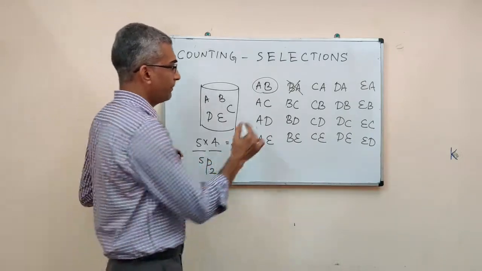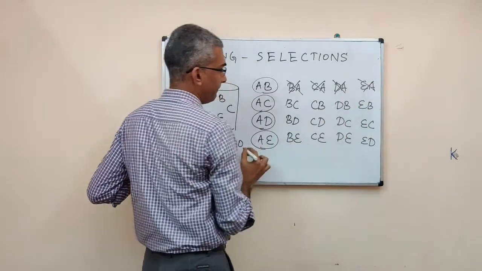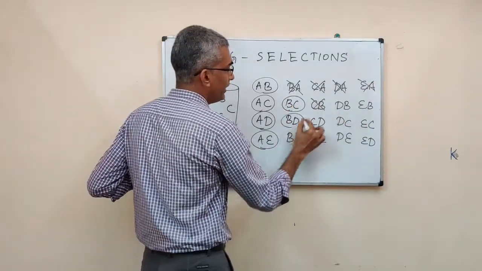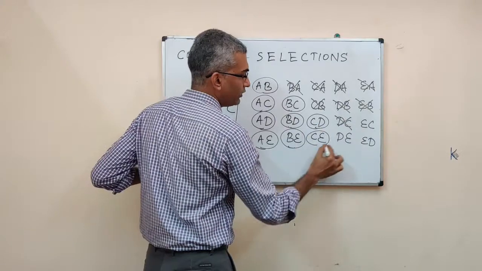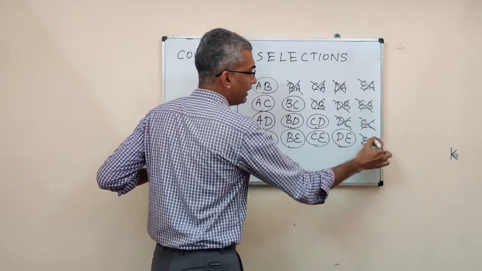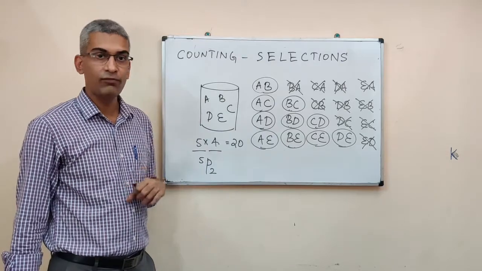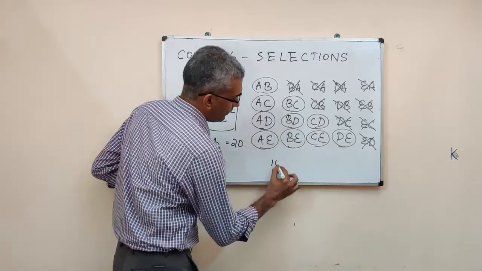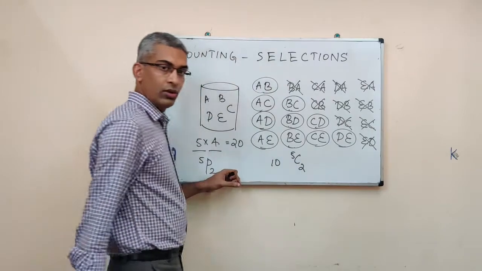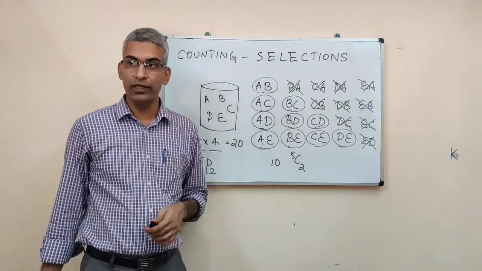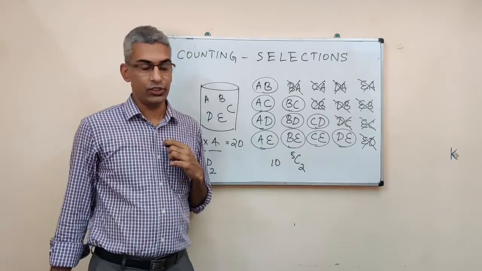Similarly, AC and CA are same, AD and DA are same, AE and EA are same, BC and CB are same, BD and DB are same, BE and EB are same, CD and DC are same, CE and EC are same, DE and ED are same. So the total number of possible ways in which I can select 2 letters from this box without repetition will be 10 in total. This is usually represented by a symbol 5C2. Like 5P2, 5C2 also has an associated meaning. The meaning is number of ways of selecting 2 things from a set of 5 different things without repetition.